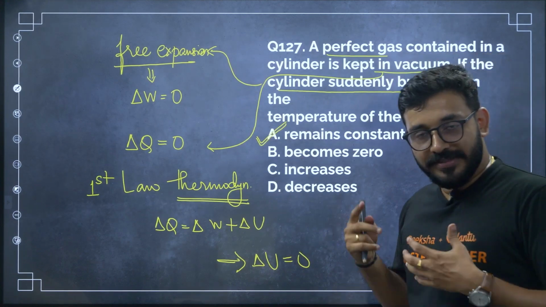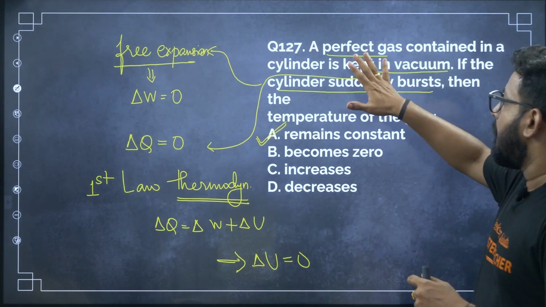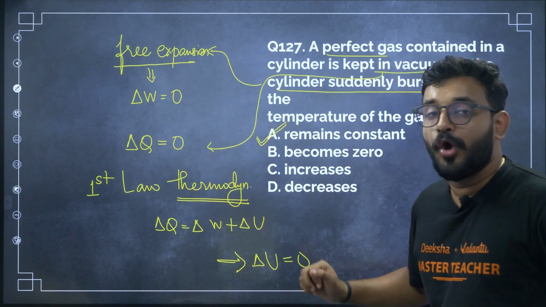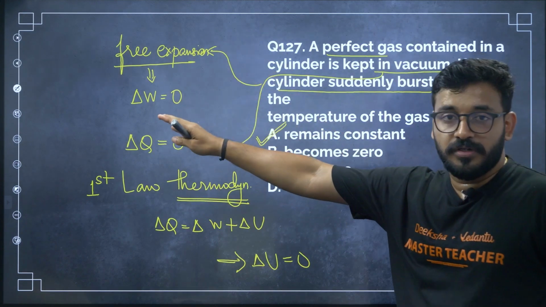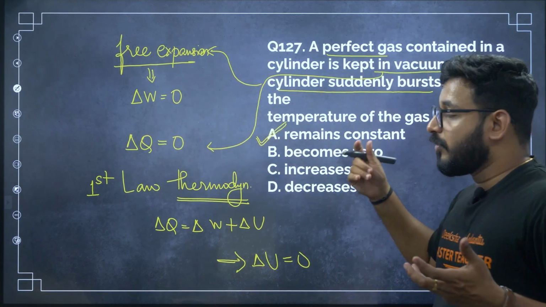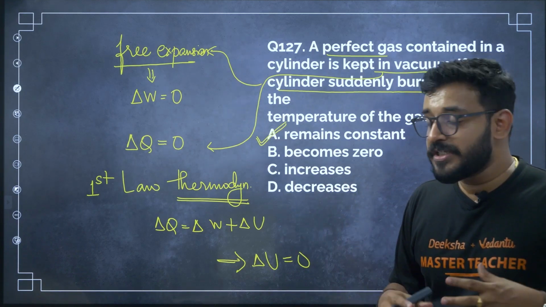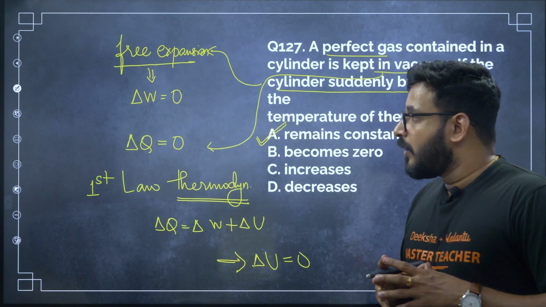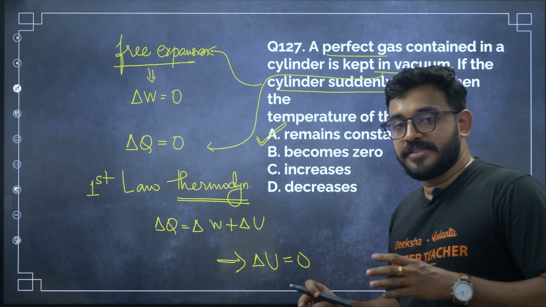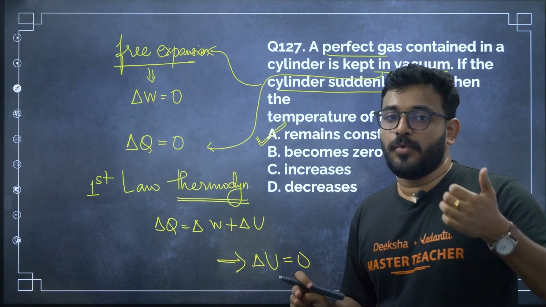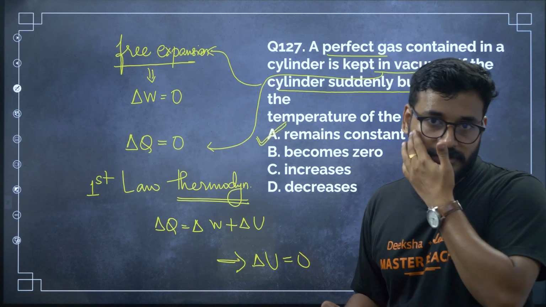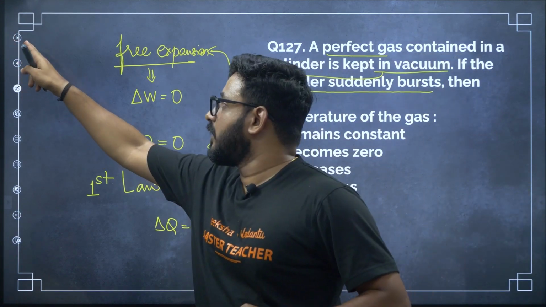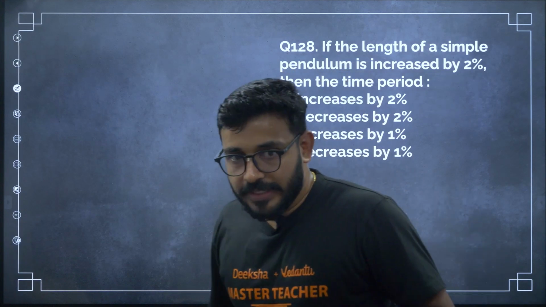So why is this not exactly an easy question? Because multiple clues are there in the question. You have to identify them and then address them accordingly. Free expansion, so work done is 0. It's kept in vacuum, so there is no chance of heat exchange. So heat exchange is null and work done is null. So basically change in internal energy is 0, therefore temperature remains constant. Only if internal energy changes will temperature change. So yes, this is a somewhat mediocre difficulty question. Look at the next question.